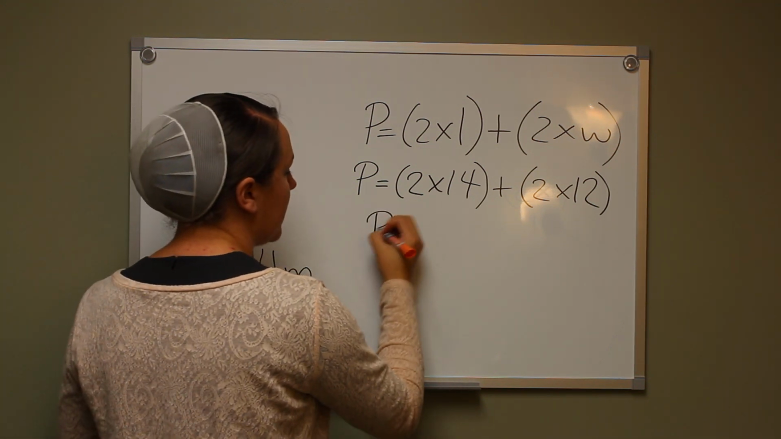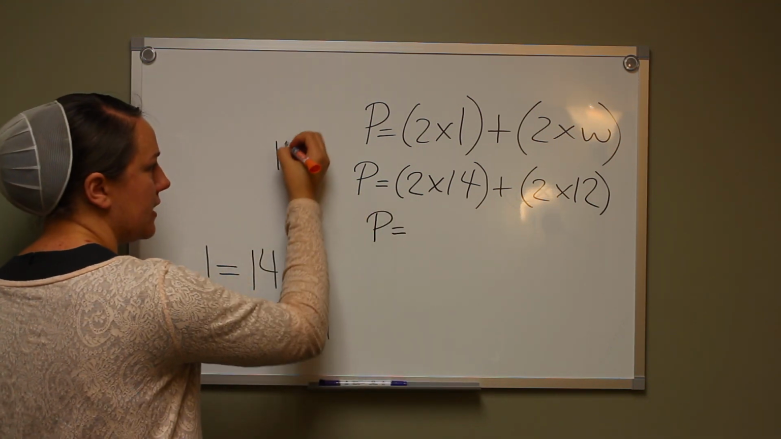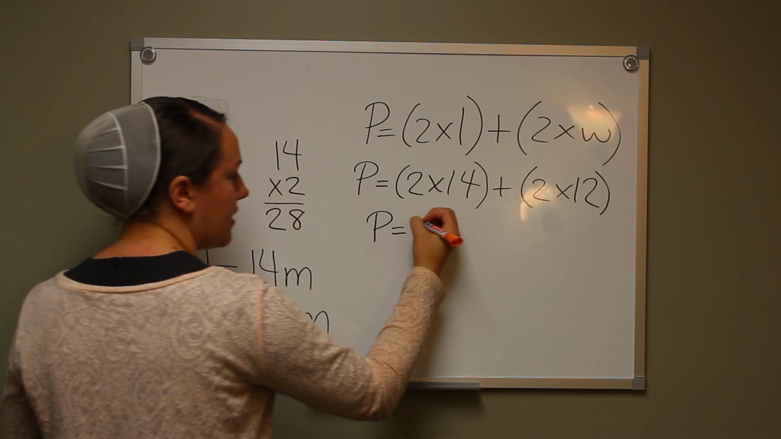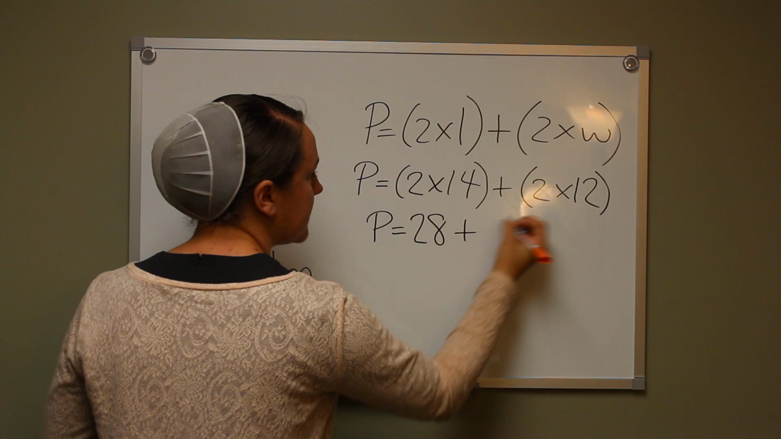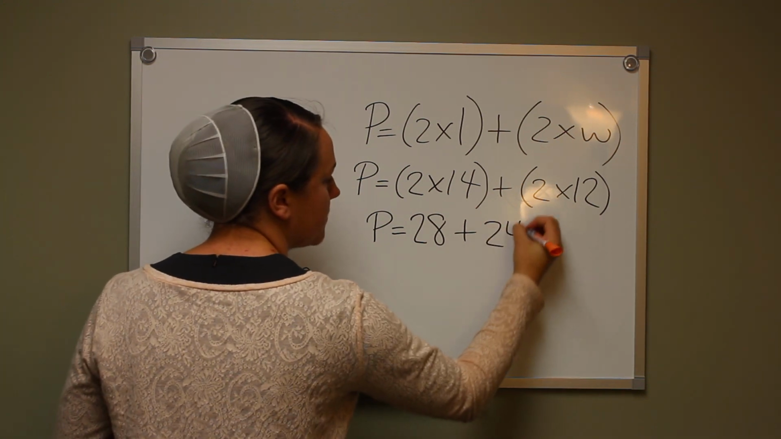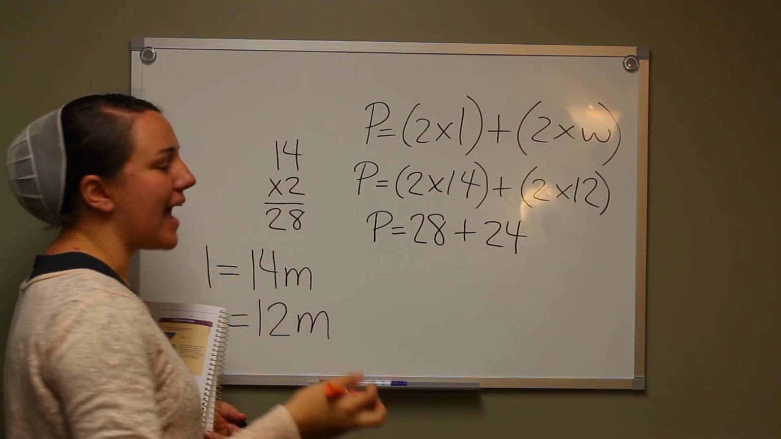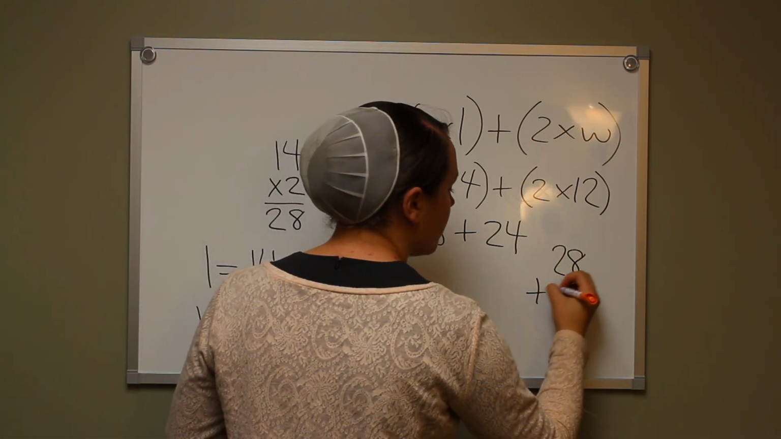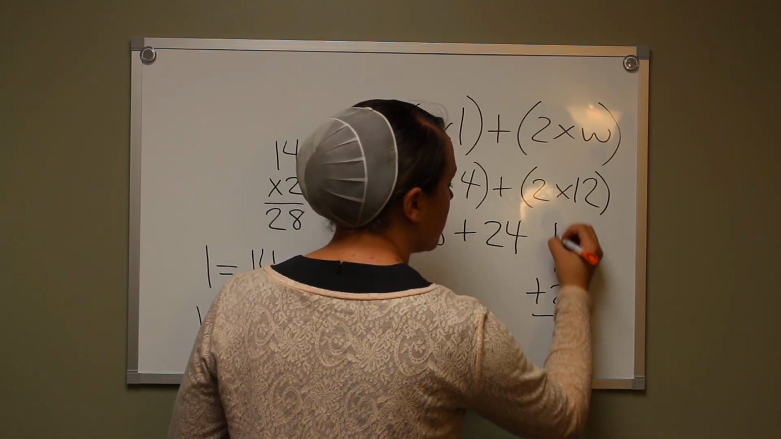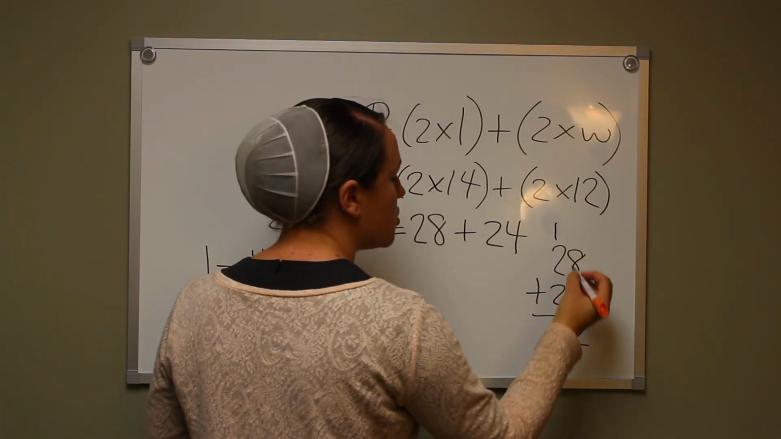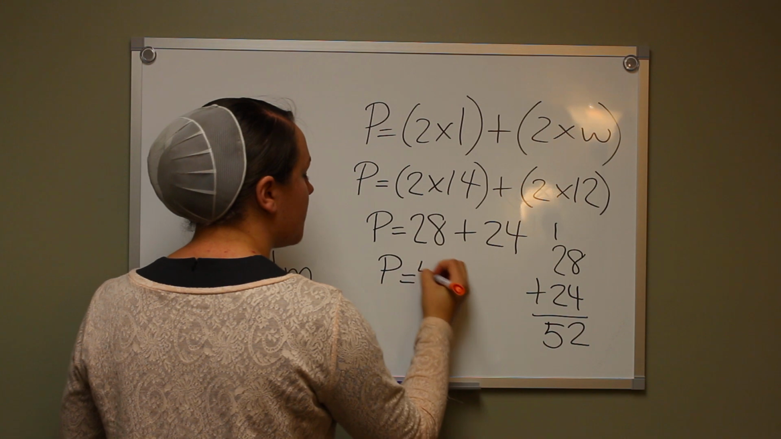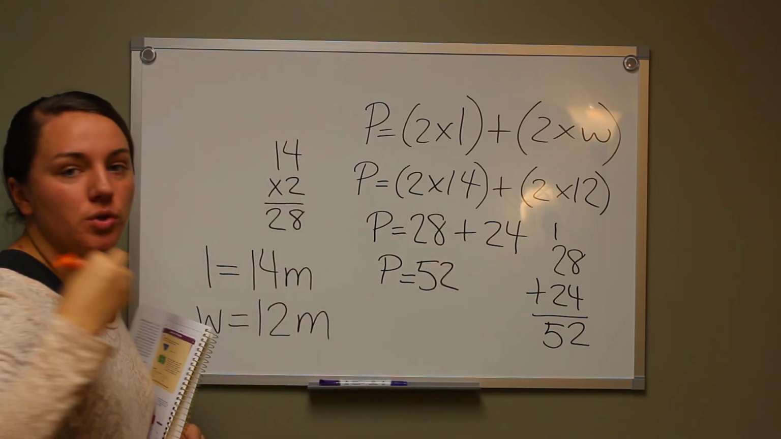So we have P equals, what is 14 times 2? That is 28. So 28 plus 2 times 12, which is 24. Now we can add 28 plus 24. 8 plus 4 is 12. 1 plus 2 plus 2 is 5. So P equals 52. 52 what?